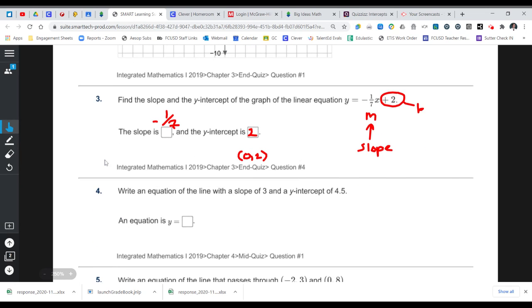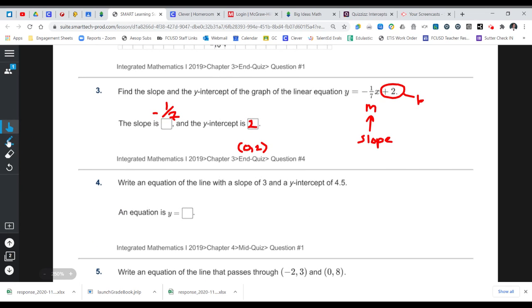All right. Write an equation of a line with a slope of 3 and a y-intercept of 4.5. Well, here I would do y equals 3x, because 3 is m. The y-intercept is 4.5, so I'm going to put plus 4.5. That's it.